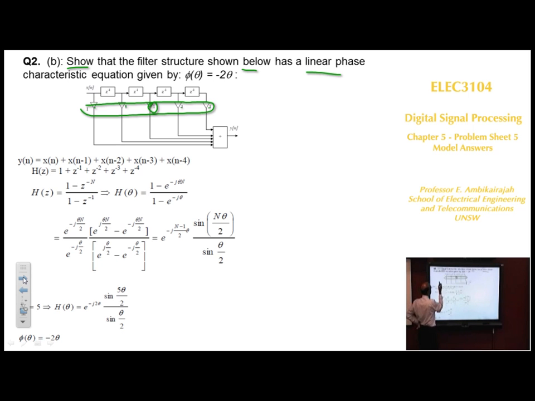So you write the difference equation: x(n-1), x(n-2), x(n-3), x(n-4), all added up, gives y(n). That's the one. So if you do the z transform, H(z) is equal to this.